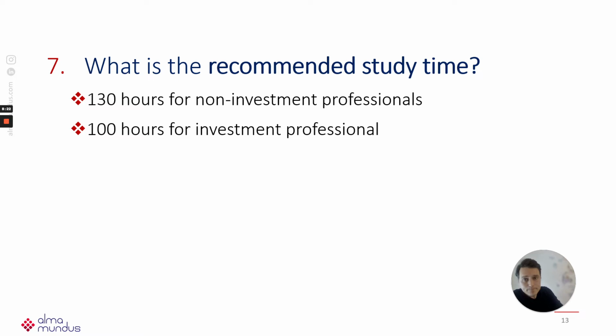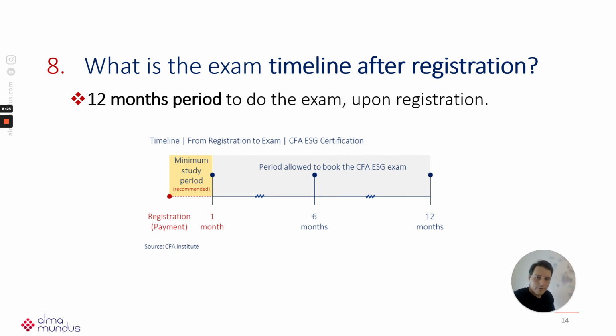Question number 8 relates to the timeline after registration. You will have a total of 12 months to do your exam after registration. Okay, so you pay for your registration, you're going to have access to the CFA Institute platform, and they're going to give you 12 months to study, to prepare, and to do your exam. The exam can be booked right after you receive your registration confirmation, but the CFA Institute recommends at least a month of study before booking the exam, but it's just a recommendation.